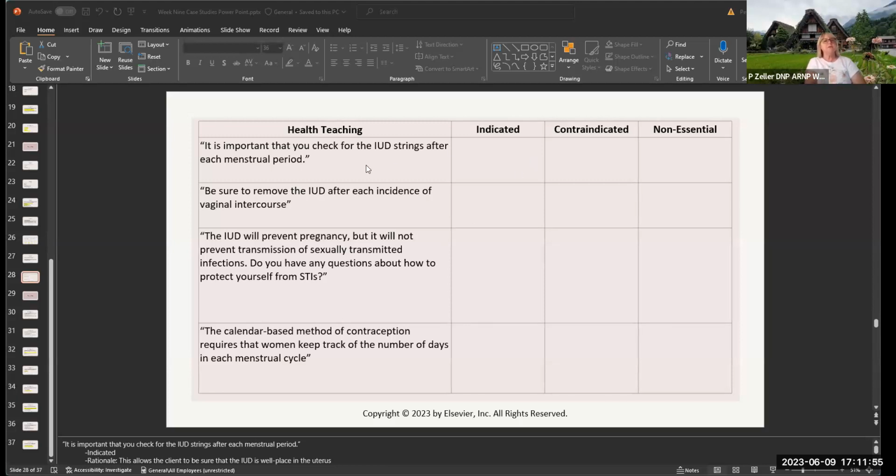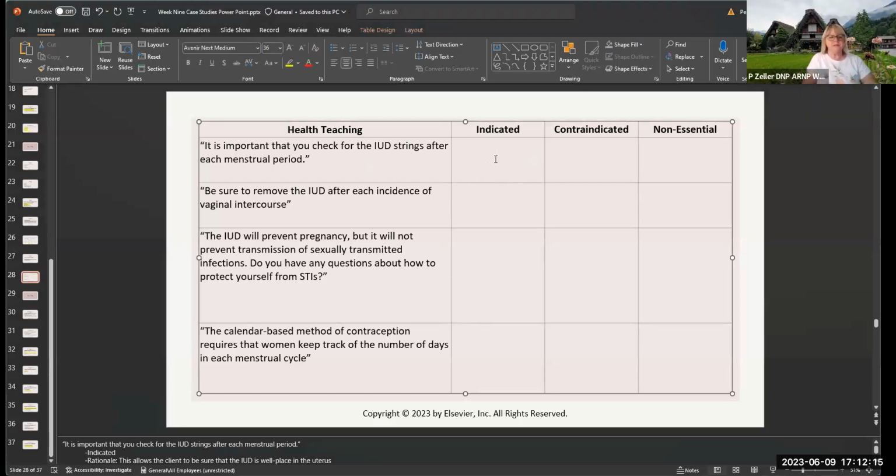It's important. We put the IUD in her uterus, right? And I said there were strings hanging out her cervix, and we usually let them hang out about an inch so that she can check them herself. So we do want her to check after a menstrual period or every once in a while. So the answer to this one is yes, indicated. Be sure to remove the IUD after each incidence of vaginal intercourse. Is that indicated, contraindicated, or non-essential? Contraindicated. If she takes it out, she's going to get pregnant. So no, it stays in.